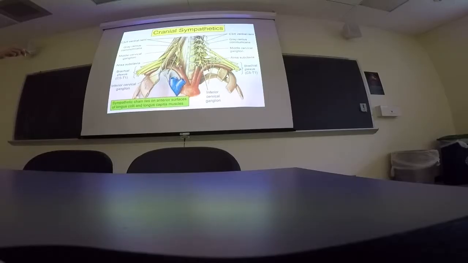Way up high, you should find the superior cervical ganglion. You'll see it in today's section. It lies on the anterior surface of the muscles called longus colli and longus capitis, which are going to be these guys lying back here on the ventral side of the vertebral bodies. So that's where all the sympathetics come from in the head.